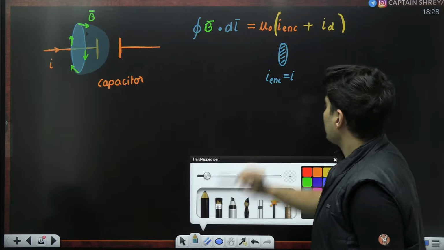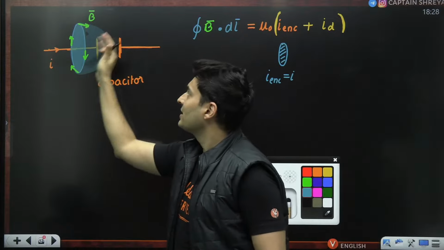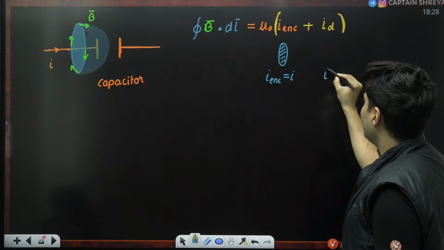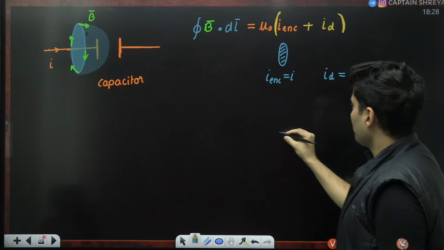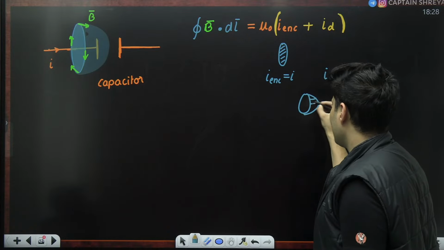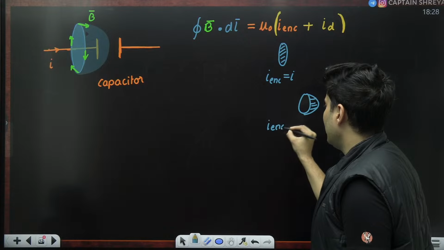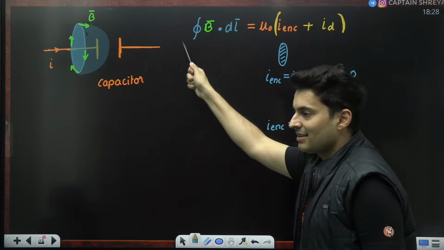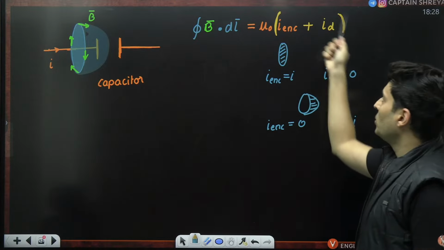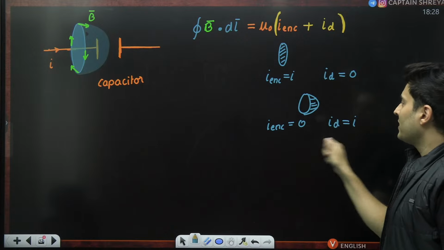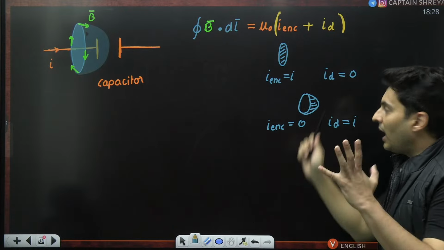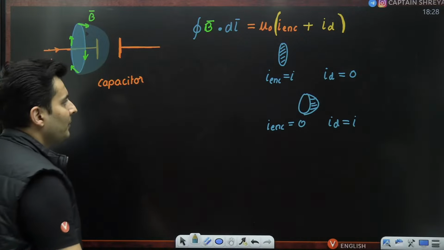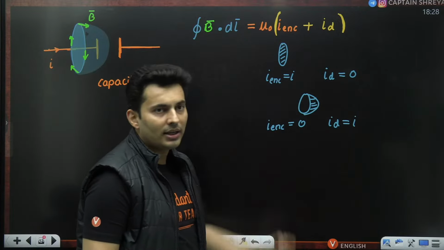Understand, in the first case, if you take a flat surface, nothing is passing through the empty space between the capacitor plates, so the displacement current will be 0. But if you take a curved surface, then the enclosed current will be 0, but the displacement current will be I. Why? Because the LHS is the same, the magnetic field did not change, so the RHS should not change. So I plus 0 or 0 plus I, one and the same thing. Keep that in mind, so that our LHS is not affected.